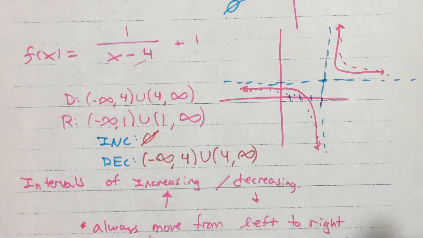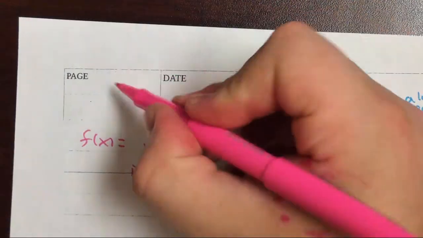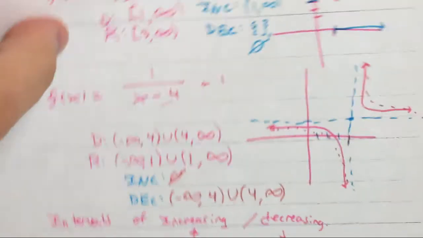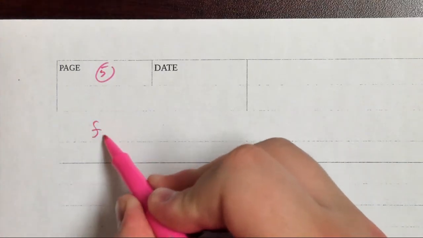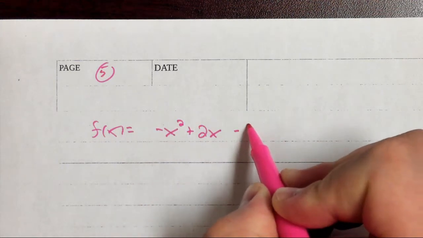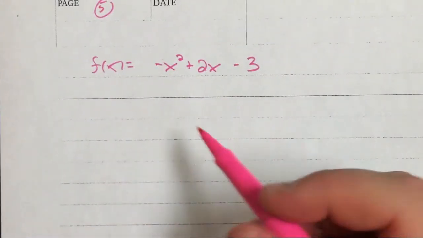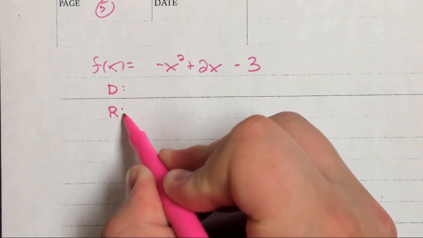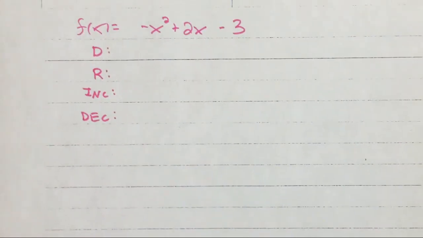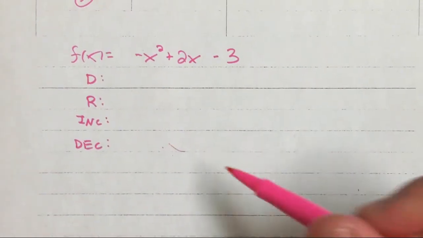Let's look at an example of what would make a really good midterm question, at least for right now. Say I gave you f of x is negative x squared plus 2x minus 3. And I want to know the domain and the range and the intervals of increasing and decreasing, and that's all we have talked about so far. But we'll add to that list as we go. This one should be pretty easy because it's quadratic, so we've already done it.